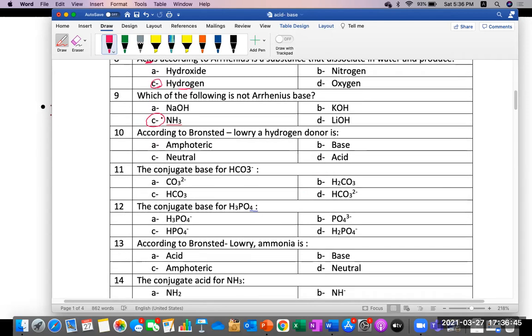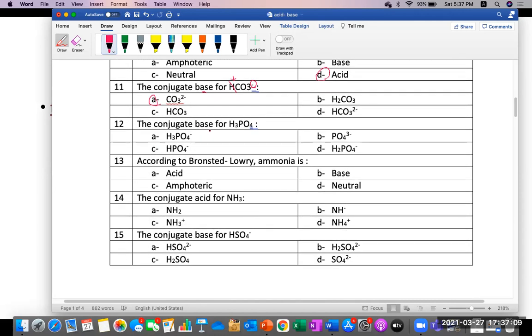Then, according to Bronsted, a hydrogen donor is an acid. The one that will give a hydrogen will be an acid. The conjugate base for H3O plus: we need to remove a hydrogen, so I will remove hydrogen, and the charge decreases, so it will be A. The conjugate base for H3PO4: I need again to remove one hydrogen, so it will be H2PO4 minus.